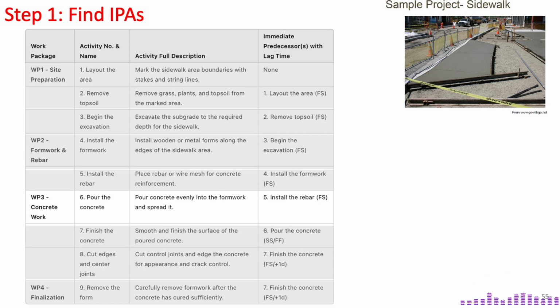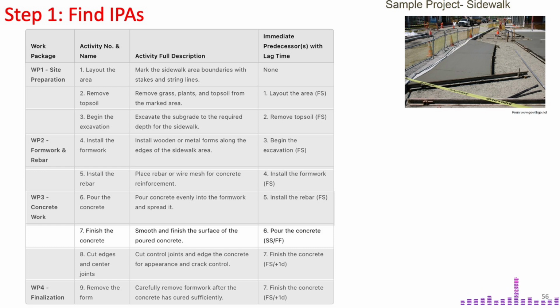Next, activity 7, finish the concrete, involves smoothing and finishing the surface of the freshly poured concrete. This activity must start while the concrete is still workable and finish as the pouring completes. Therefore, activity 6 is the immediate predecessor with both start-to-start, SS, and finish-to-finish, FF logic, meaning finishing work starts with pouring and completes on the same day.